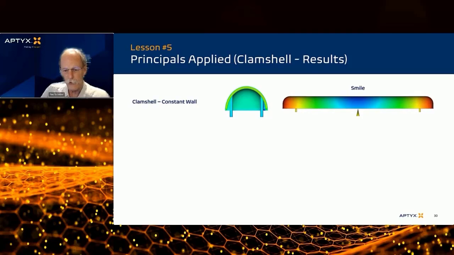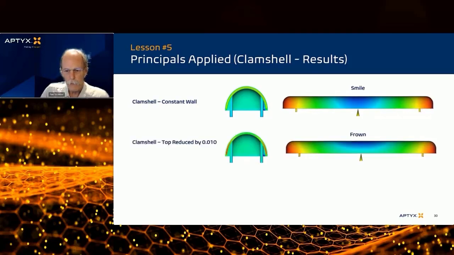So this is the 10 thousandths move. And you notice we went from a smile to a frown. Now this is where I always like to live. If I can get to this point where I can smile and frown, now I know I'm in control, and I can go ahead and make steel safe moves.